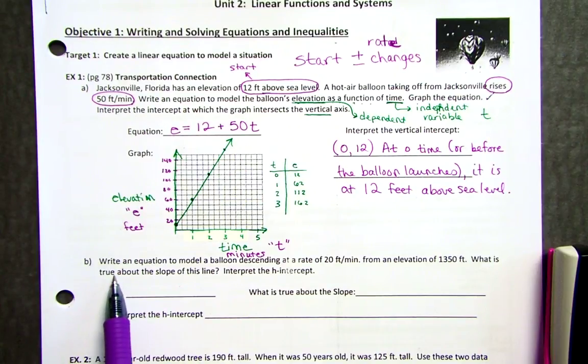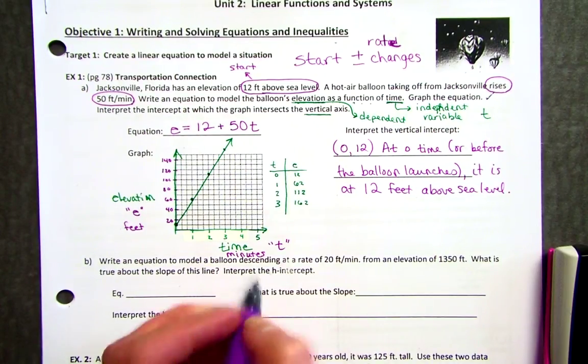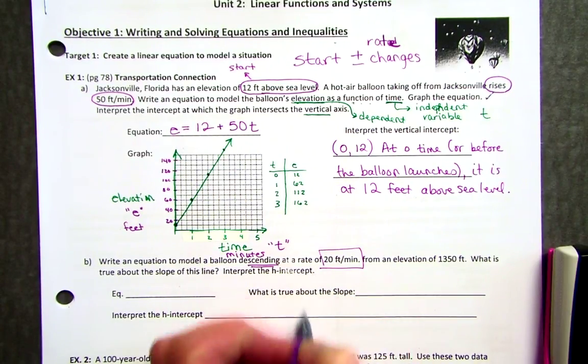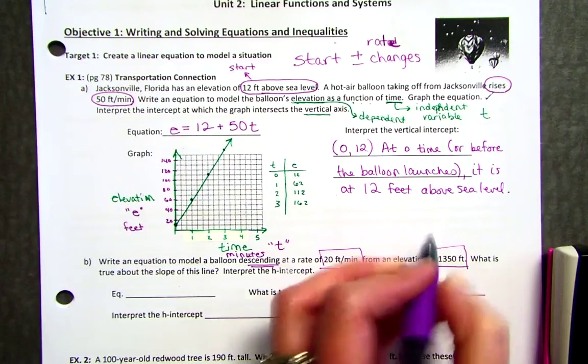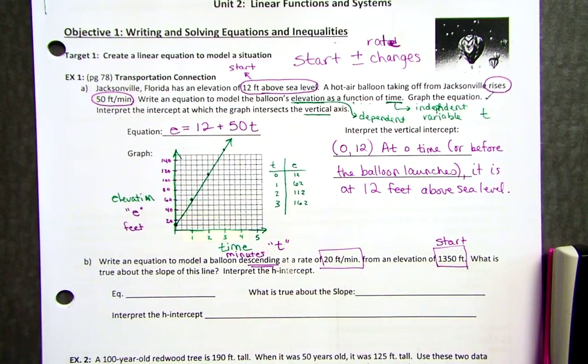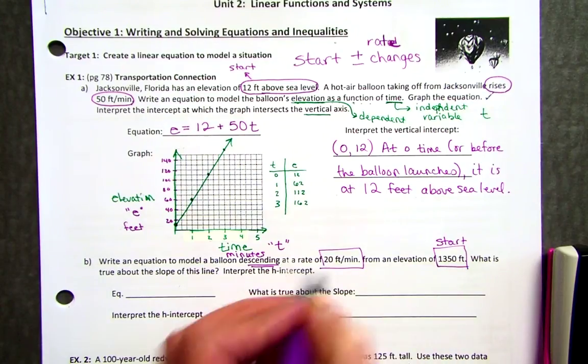Here's your challenge. We'll try to hit a pause on this and work on part B. This time the balloon is descending at a rate of 20 feet per minute with a starting elevation of 1,350 feet.